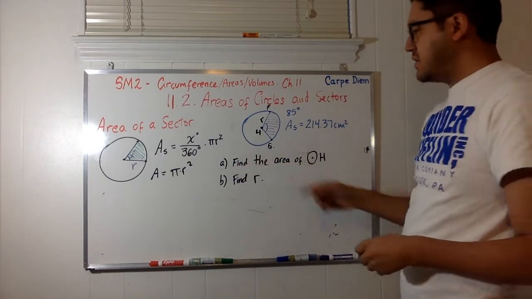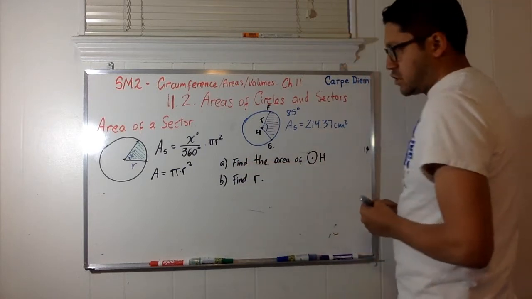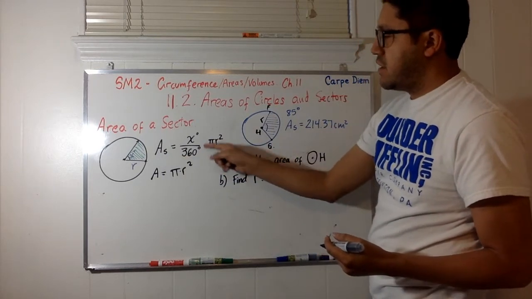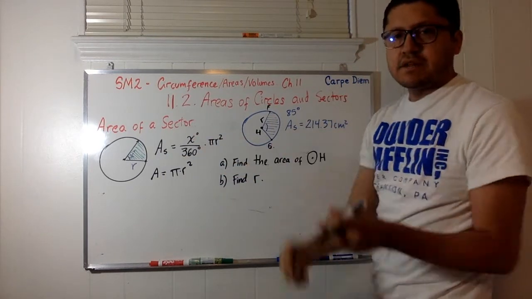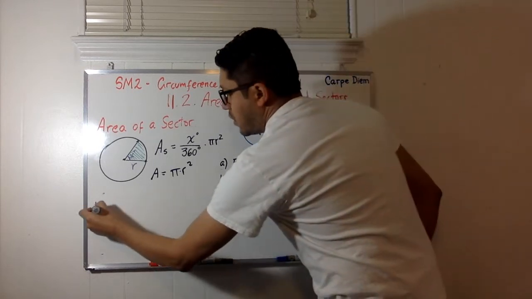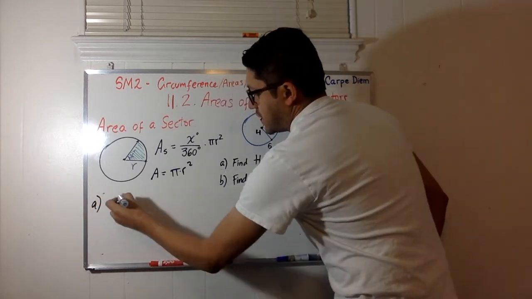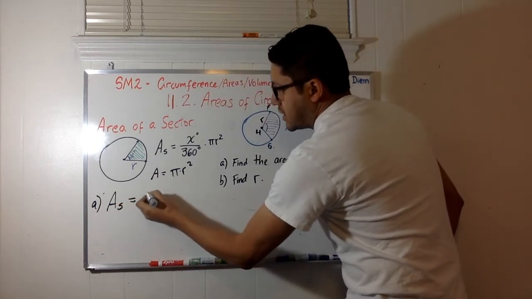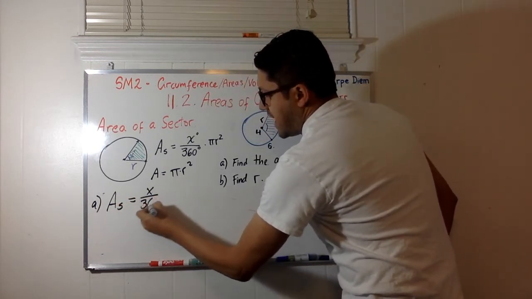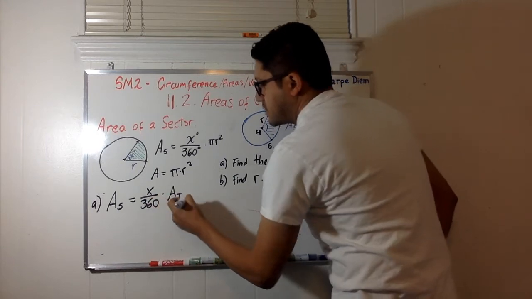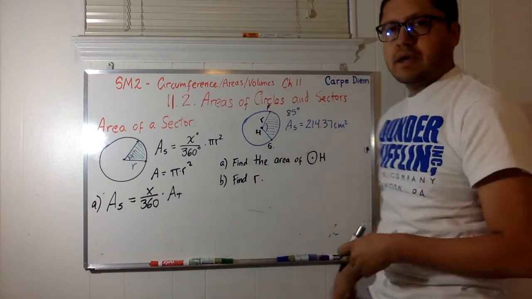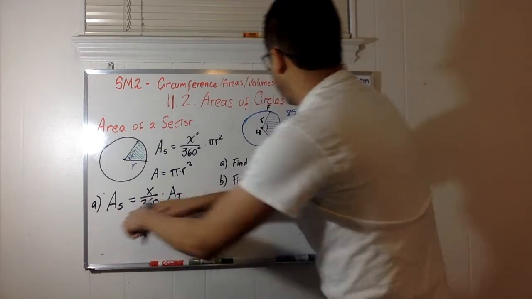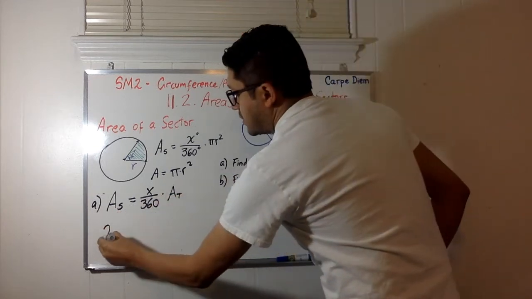So let's start with finding the area of the circle. I know that the area of the sector is the area of the whole circle multiplied by a certain factor, okay? So if you want to do it this way, the area of the sector is that factor multiplied by the total area of the circle, okay? And we know x, and we know the area of the sector, so let's just plug them in.